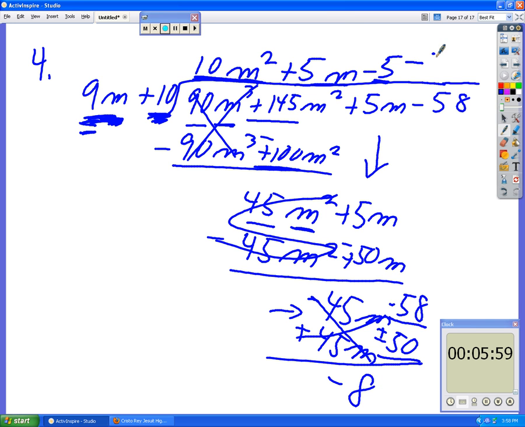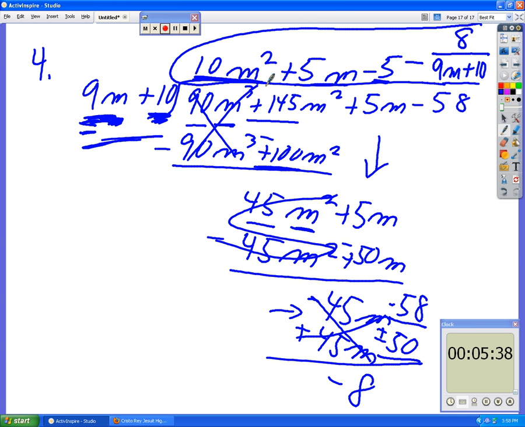Draw your fraction line. Take the number of the remainder, 8, and put it on top. And on the bottom of the fraction, you put the number that you divided by, 9m plus 10. And that's your answer. There. And we're done with long division.